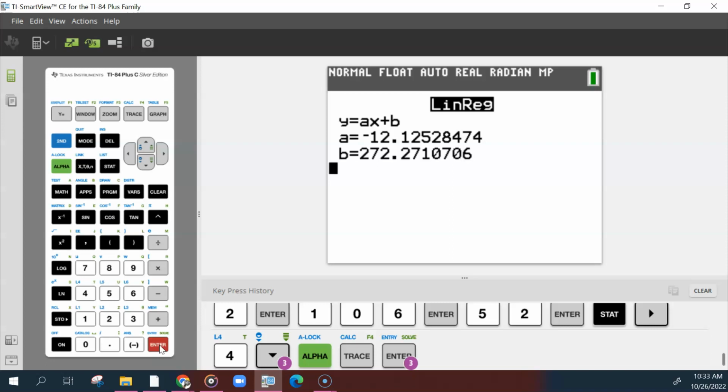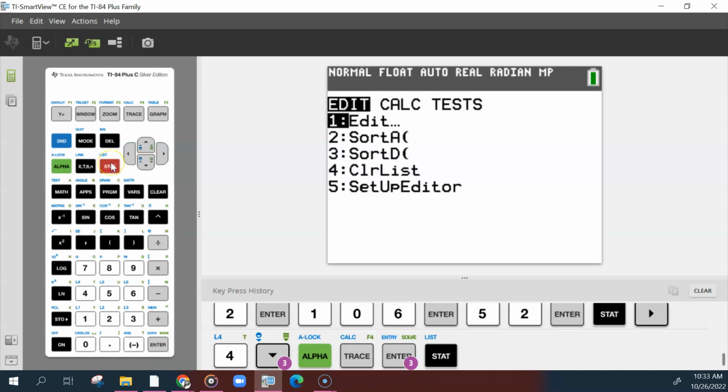Which part first? Go back into stat and edit. Do you have your instructions?